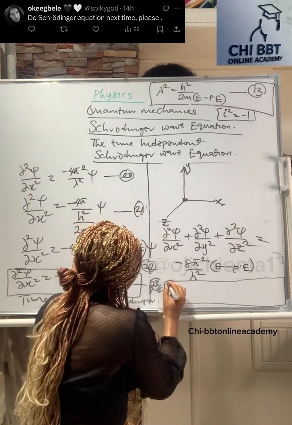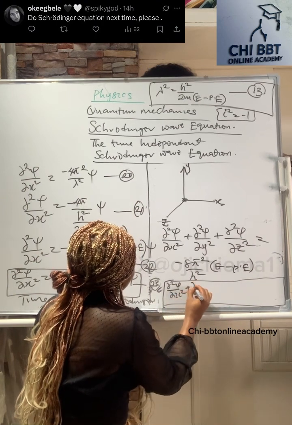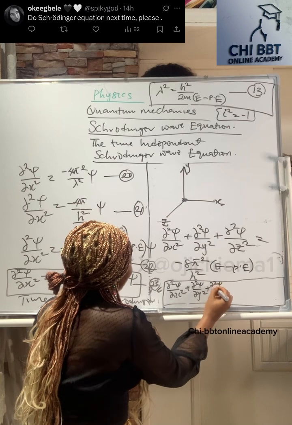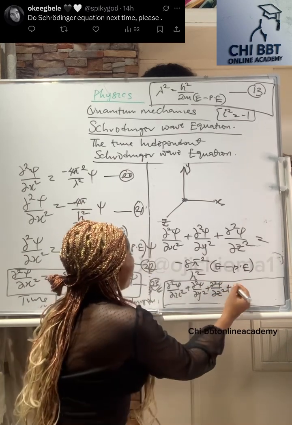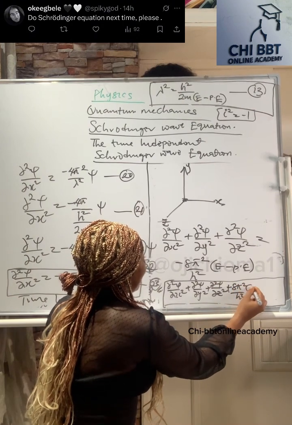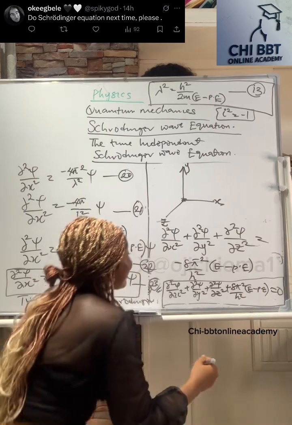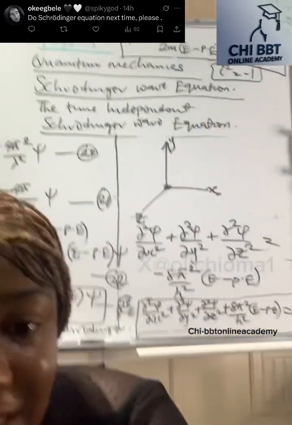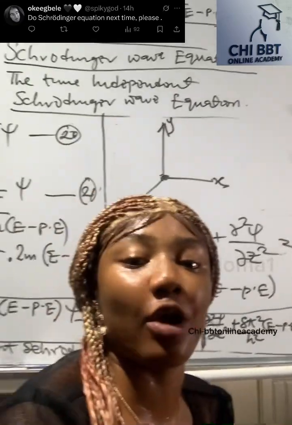Hence, d squared phi over dx raised to the power 2 plus d squared phi over dy raised to the power 2 plus d squared phi over dz raised to the power 2 plus, because this crosses the equality sign, 8 pi squared over h squared bracket E minus PE equal to 0. This is the time independent Schrödinger wave equation in 3 dimensions. We need to zoom it.